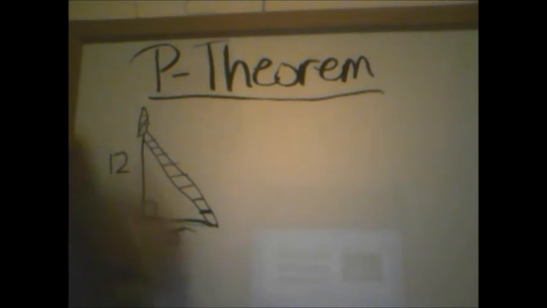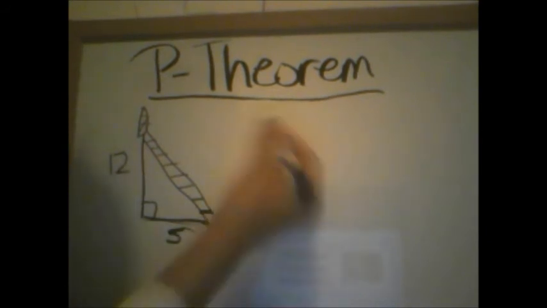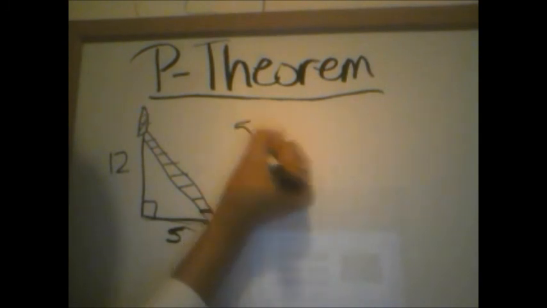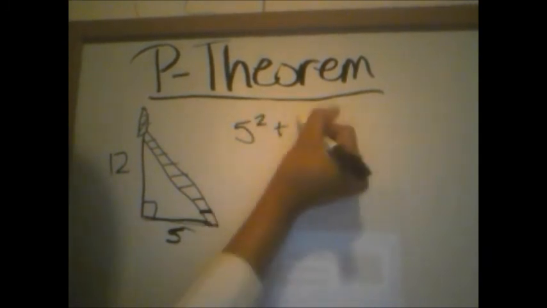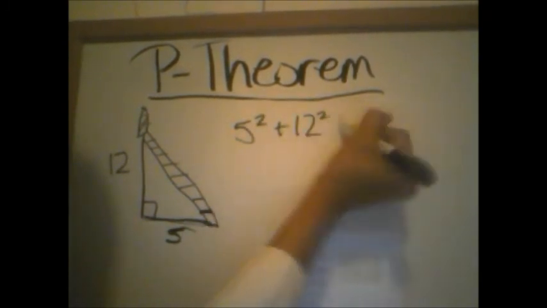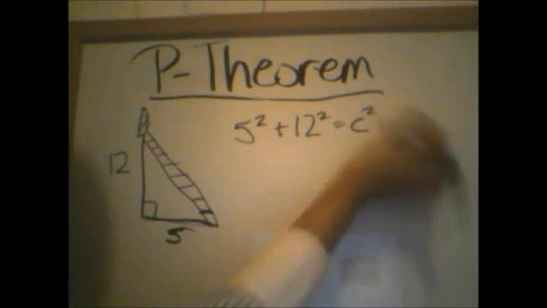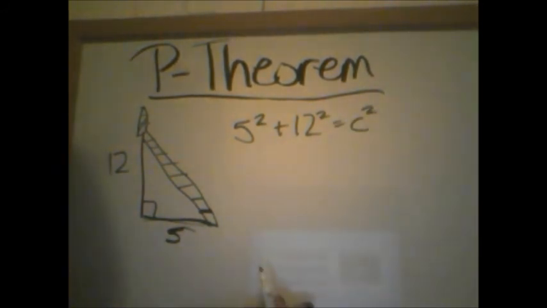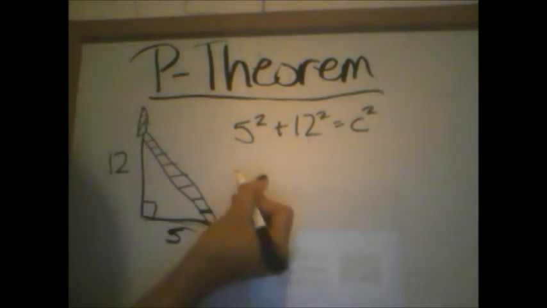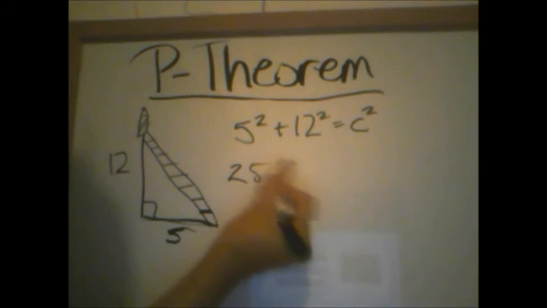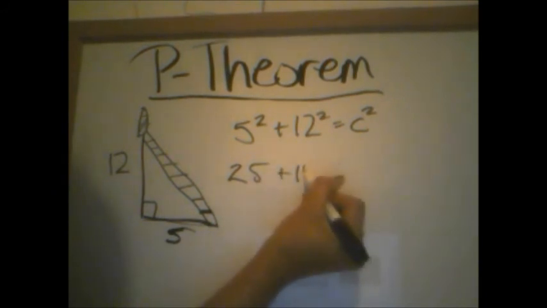Now we're looking for the length of the ladder. Looks like the hypotenuse, C. After you draw it, you can definitely tell that that's C. Now let's make it applicable to our equation. 5 squared plus 12 squared equals C squared. Now all we do is do the equation accordingly. 5 squared is 25. 12 squared is 144.